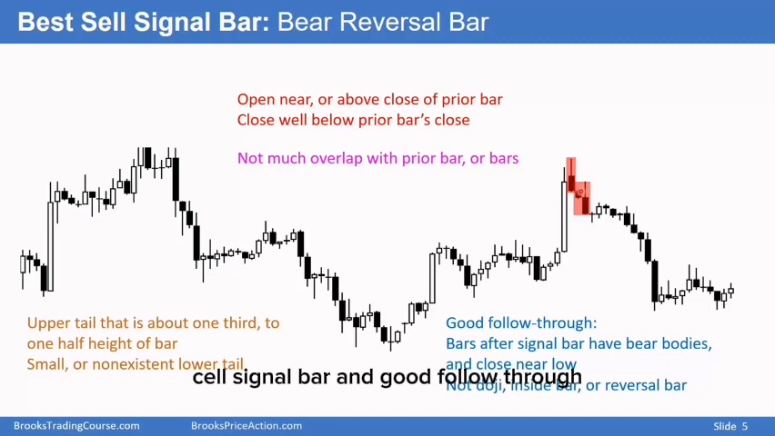Sell signal bar and good follow-through bar closing on its low. So now we have 3 consecutive bear bars closing on or near their lows at the top of a trading range. To me, that means we're probably going lower. The market's probably always in short at that point.